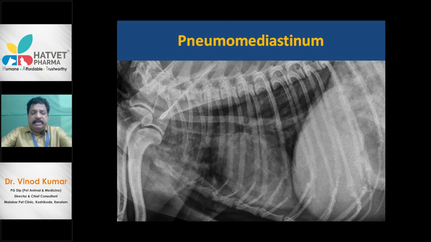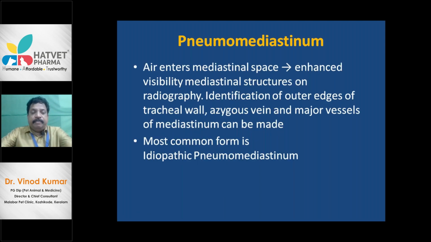So if you see the trachea and esophagus like this in a dog with respiratory difficulty, you should immediately say that it is pneumomediastinum. And the commonest form of pneumomediastinum is said to be idiopathic pneumomediastinum. Idiopathic means we cannot identify the cause.